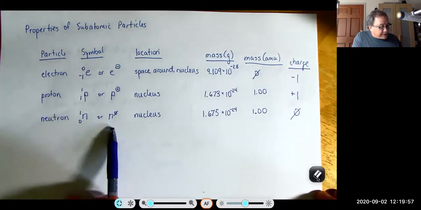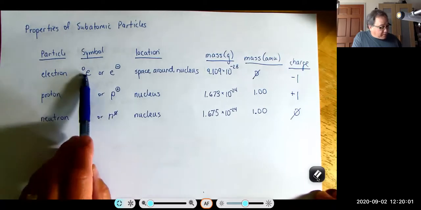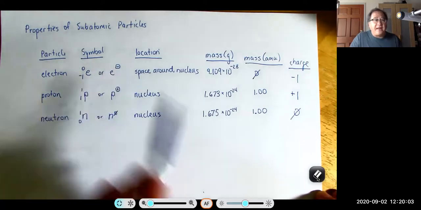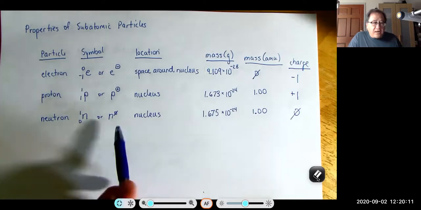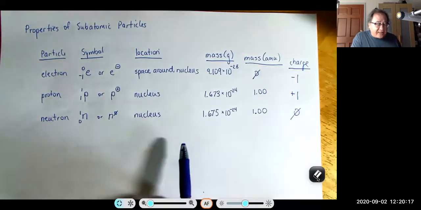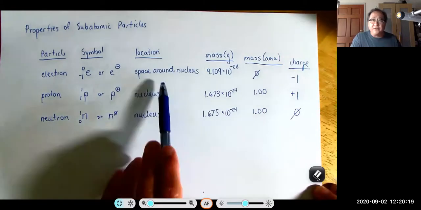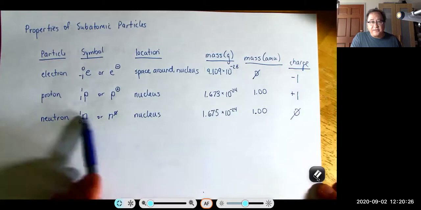We also write the symbols this way, where we don't write these numbers in front, but we write the charge off to the right. And I usually circle the charge to accentuate it. Your book doesn't. And for 0, I write a little line through it to accentuate that. The location of each of these is that the electron is found in the space around the nucleus. It's a spherical space. Protons are found in the nucleus, and neutrons are found in the nucleus.